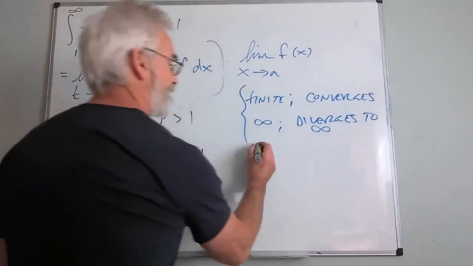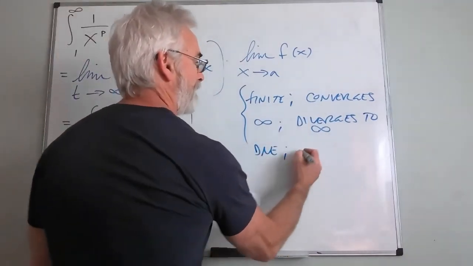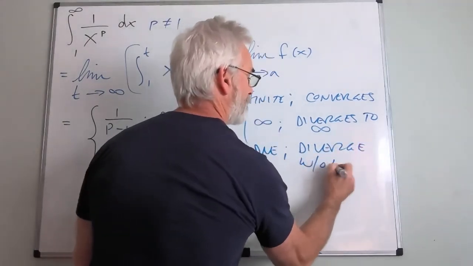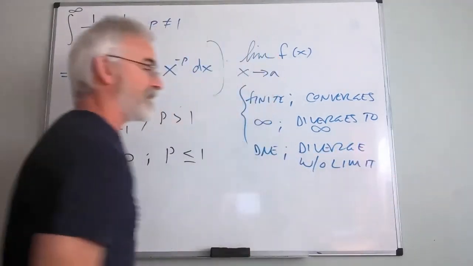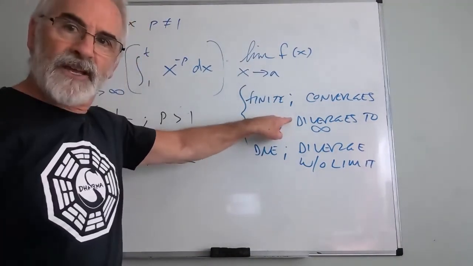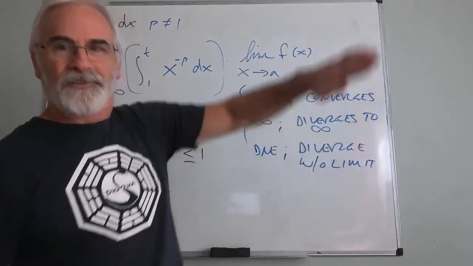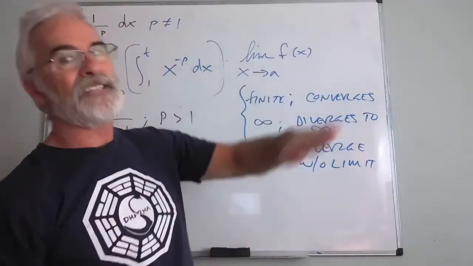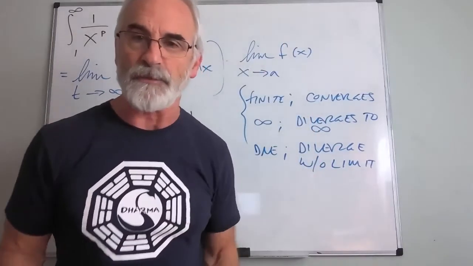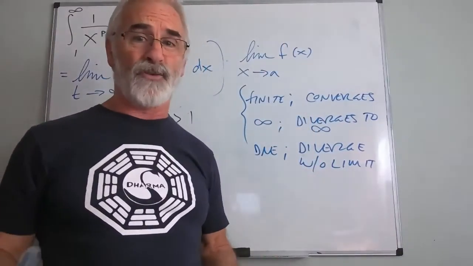Because the third case, DNE, means to diverge without limit. There is no value I can give you, but it is most definitely not infinity. We like this kind of divergence. A parabola diverges to infinity. I can see its behavior. I can see where it's going. But things that oscillate and bounce around and don't approach any particular value, we don't like those. They're harder to work with.